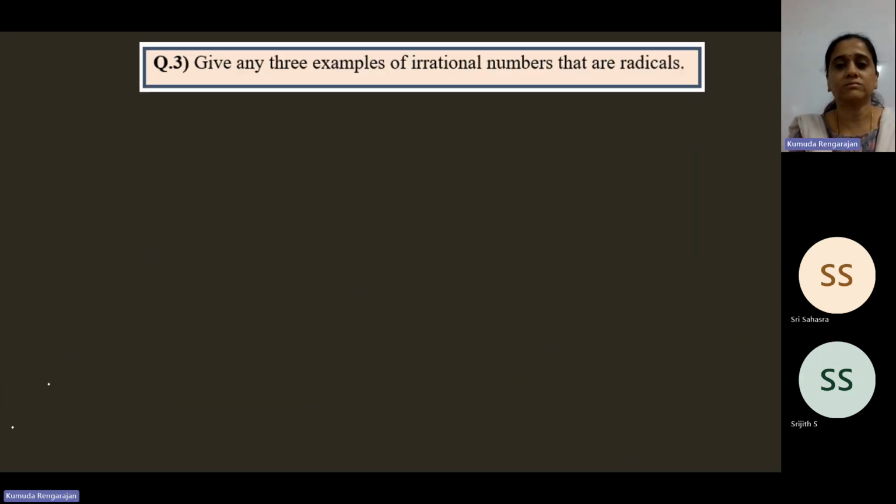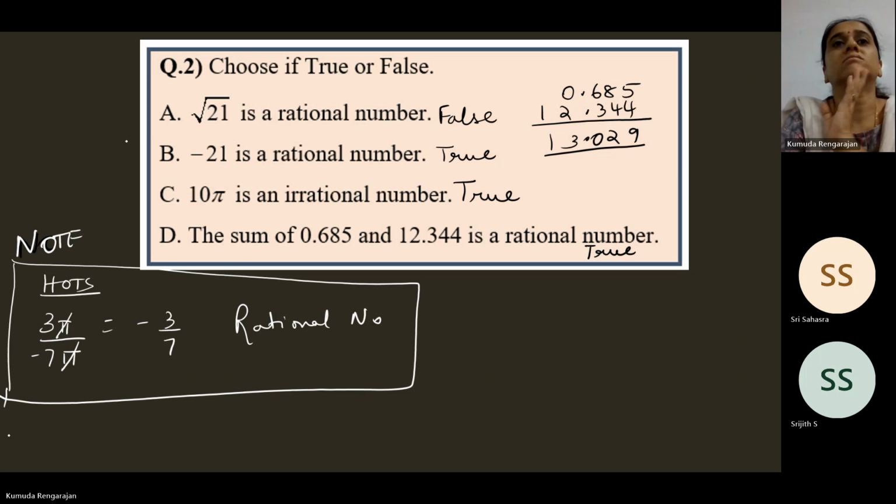Okay, next one. Give any three examples of irrational numbers that are radicals. Ma'am, 1 minute, show the previous slide. Ma'am. Correct. You want to say Harani?